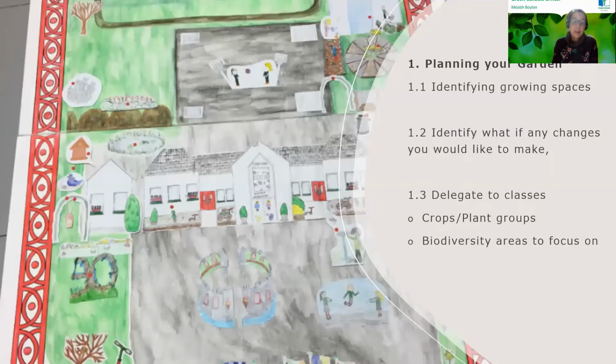So the first element that we look at today is planning your garden or planning the school grounds, identifying growing spaces and identifying areas that can be targeted for improving biodiversity, what areas, spaces, corners, edges can be used to enhance the grounds for biodiversity, and then identifying what, if any, changes you would like to make to those particular areas. So a key thing would be to delegate as well, and we look at that element as we go through.